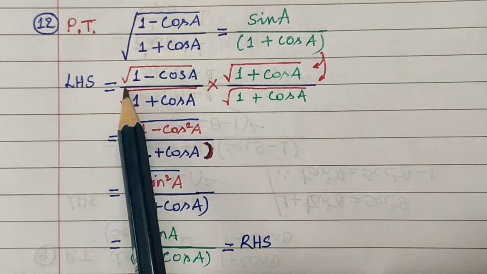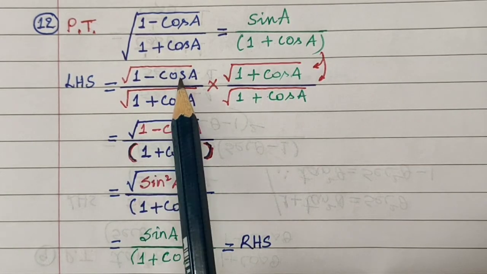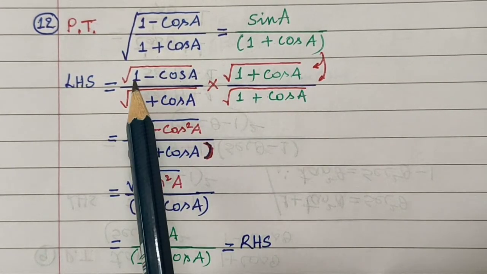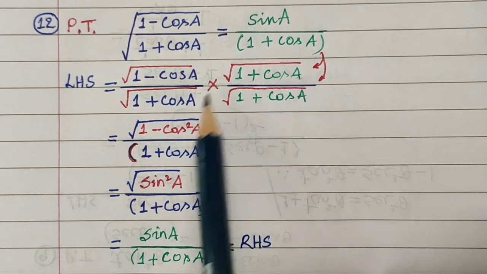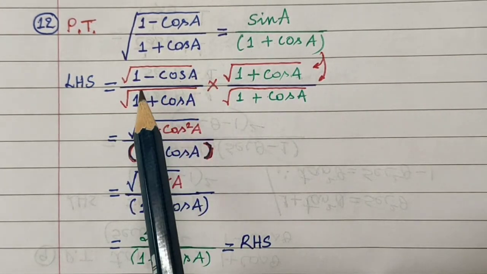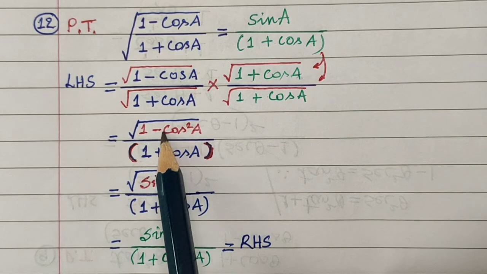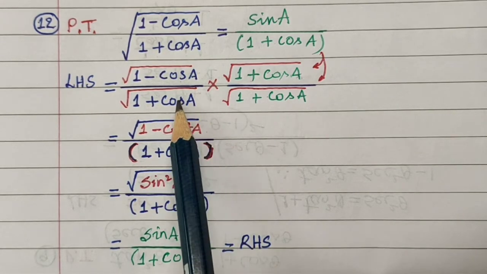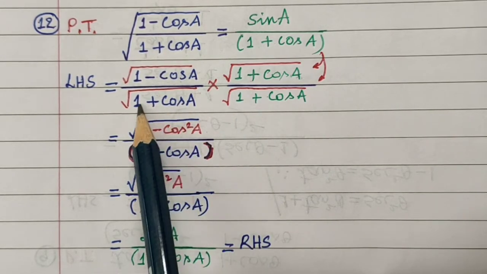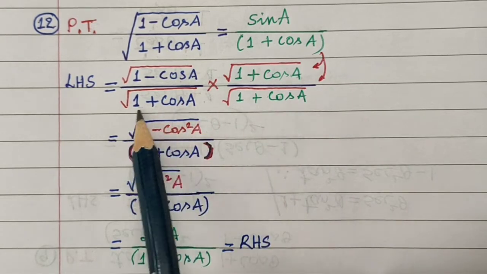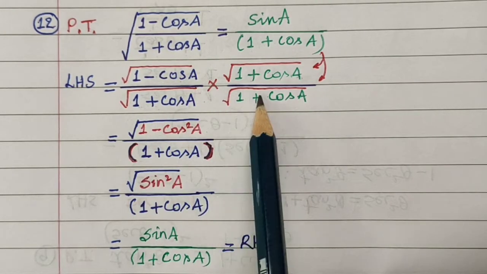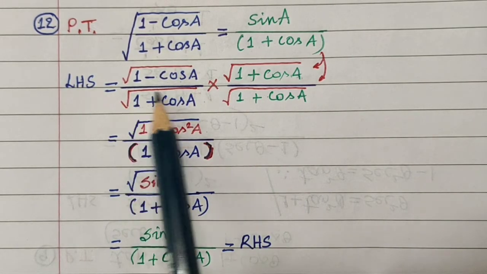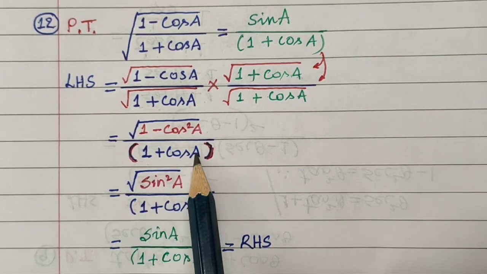So multiply this. This into this, under root sign, 1 minus cos A into 1 plus cos A, that will become A minus B into A plus B. Inside the square root sign, 1 square minus cos square A, that is 1 minus cos square A. In the denominator, square root of 1 plus cos A whole square, once we remove the root, becomes 1 plus cos A.